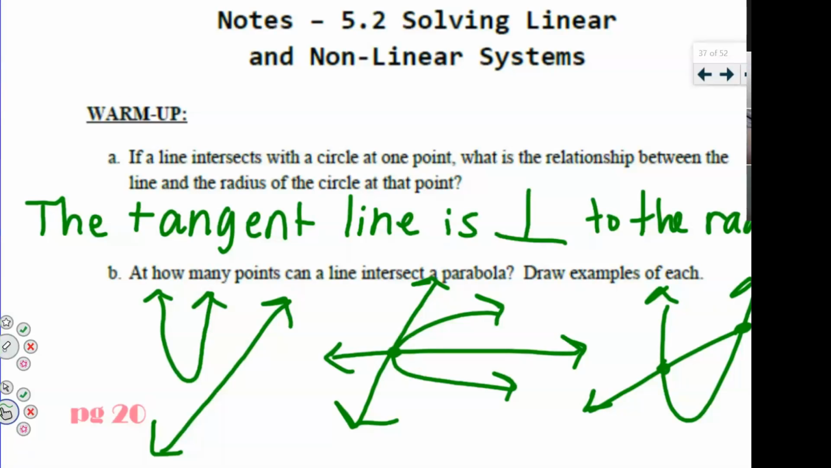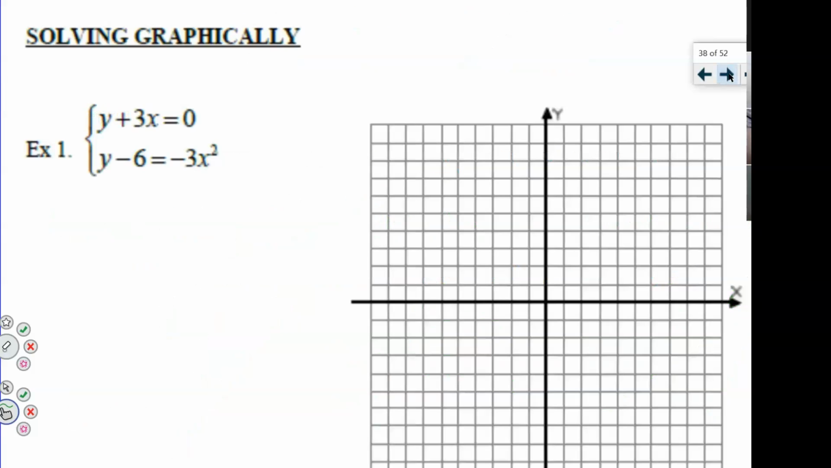Okay. So what we're going to do is look at some systems by graphing them. Then we're going to drop the graphs and start doing algebraic. So here's example 1. We have y plus 3x equals 0, and then we have y minus 6 equals negative 3x squared. So for today's stuff, one of them is always going to be a line. The other one's always going to be something else.